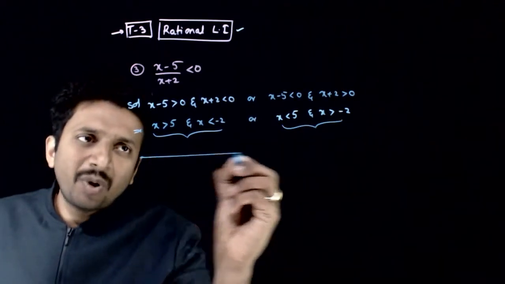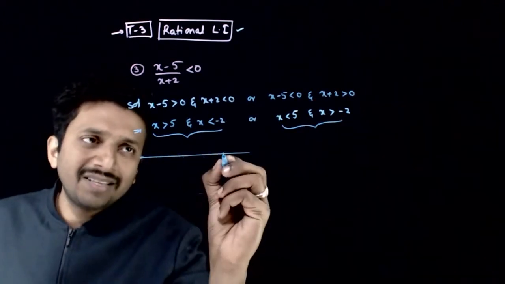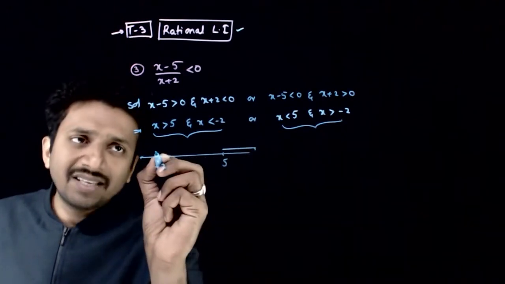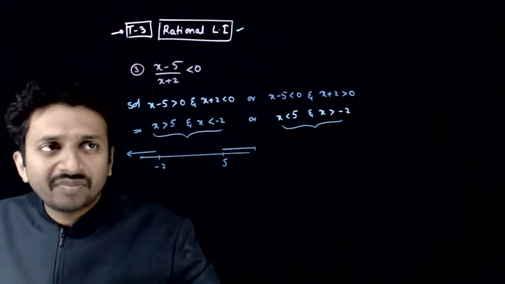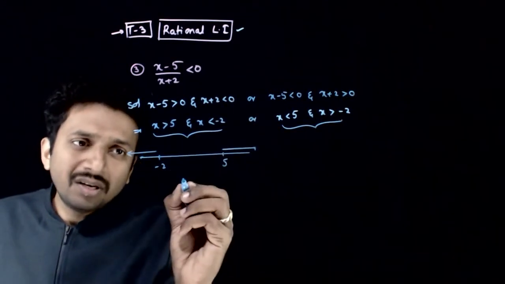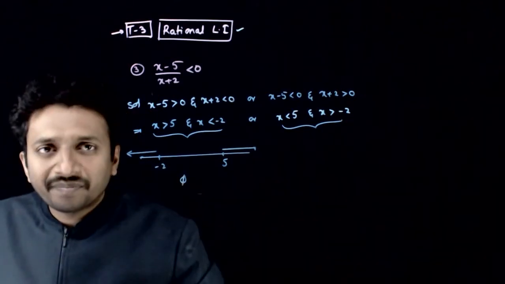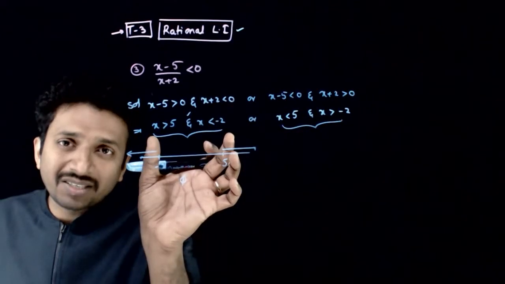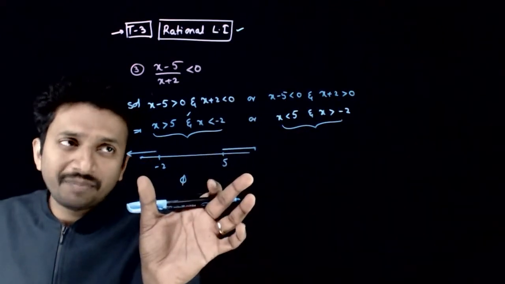So let us plot these solutions on a real number line. X is greater than 5 and x is less than minus 2. Can you see that there is no common solution? Because you have an and, both of them have to happen, both of them have to get satisfied. So there is no common interval.